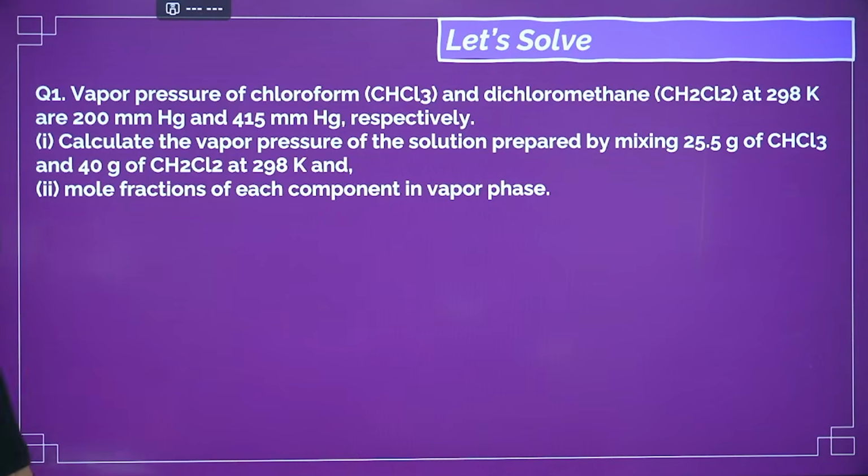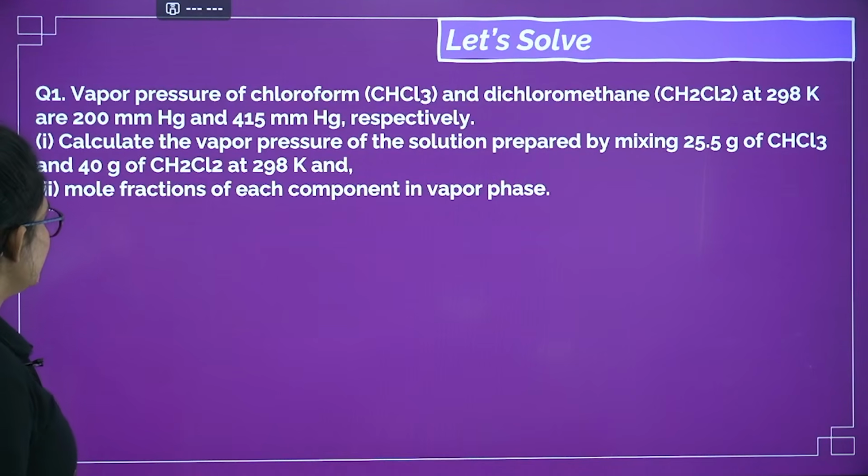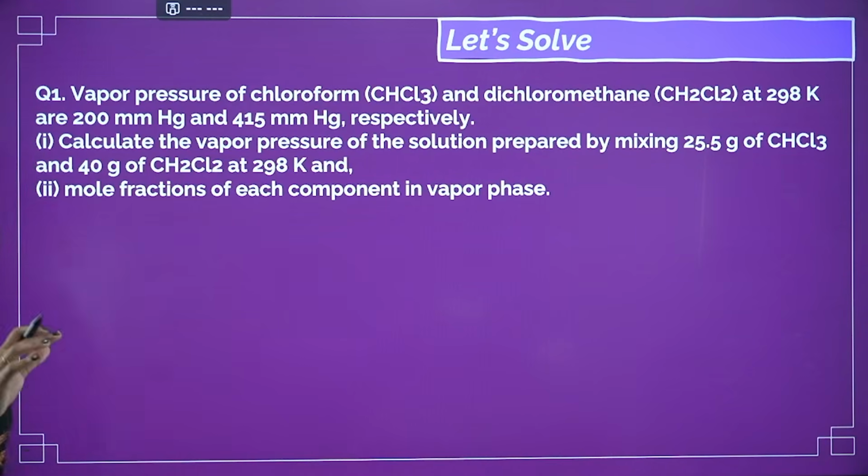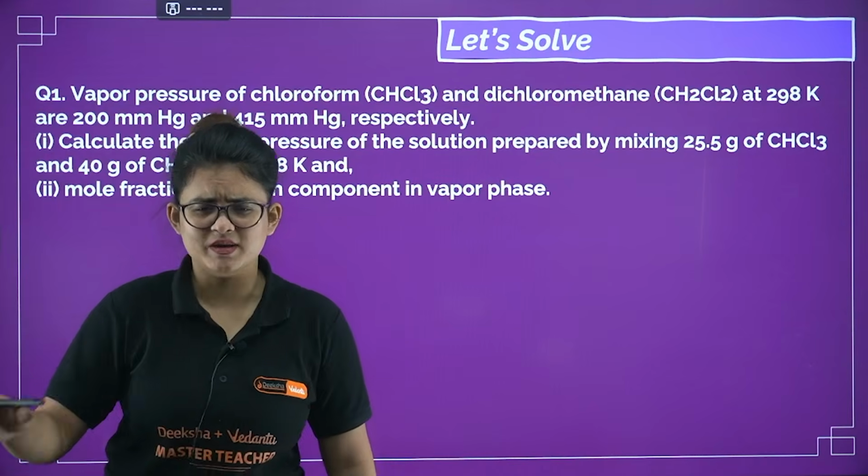Let's do it. Okay, so what they are saying: vapor pressure of chloroform and dichloromethane at 298 K are 200 mm of Hg and 415 mm of Hg respectively. Calculate the vapor pressure of the solution prepared by mixing these amounts of CHCl3 and CH2Cl2. And the vapor phase composition also you have to find out. It's going to be a huge problem. It's okay. Let's do it.